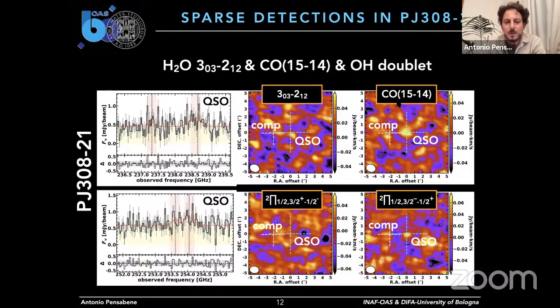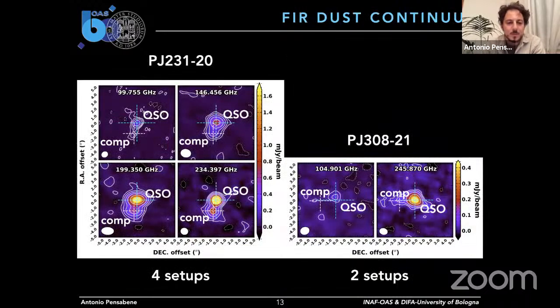For the other system, PJ38-21, unfortunately, we only have sparse detections, and this is due to the fact that the ALMA program was not completed. Therefore, all the results that I'm going to show you in the next slides are mainly focused on the previous systems, not this one. Here you can see the continuum maps in four frequency setups for these systems and only two in the other one.